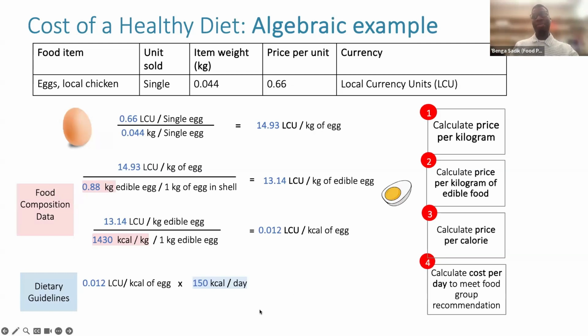So simply multiply that by 150 calories for eggs, because egg is one of the items that would be in animal source food. We need 2 to give us 300 calories. So if egg would be a least cost item, it will supply 150 calories. And then we can now calculate the cost per day to meet the food group recommendation to be 1.79 currency units. If we have 100 different food items, we simply calculate this 100 different times for all those food items to get the respective cost per day.